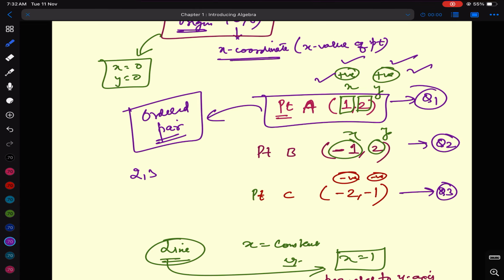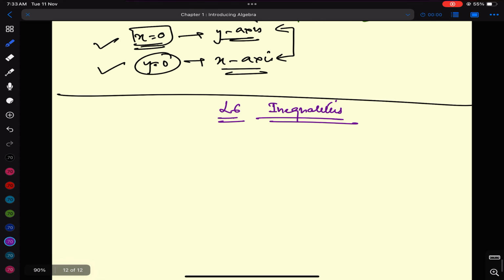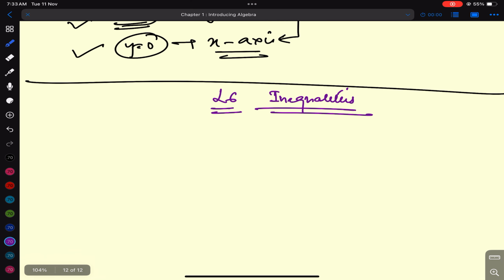When I write the point as 2, 3, this is what the ordered pair is. This is the ordered pair representation of the point. Clear? Okay.